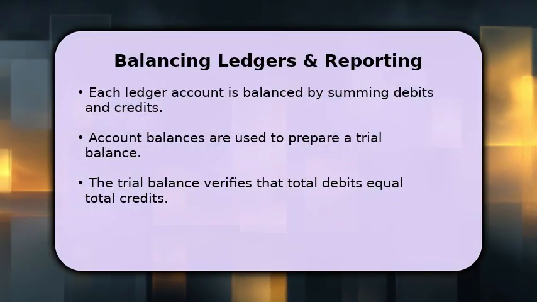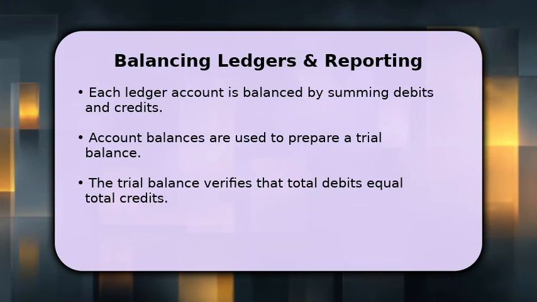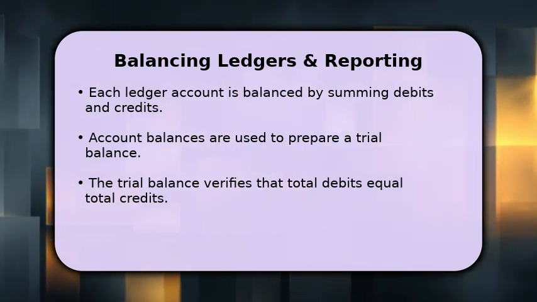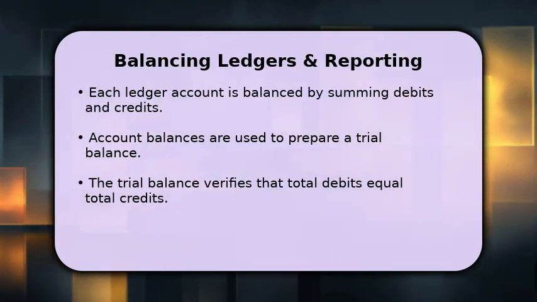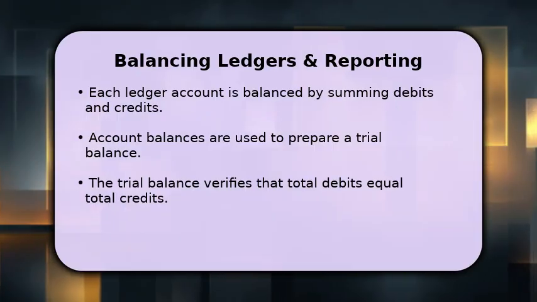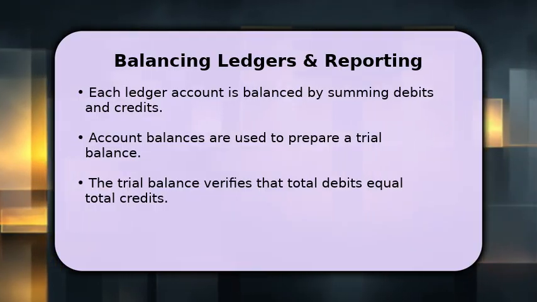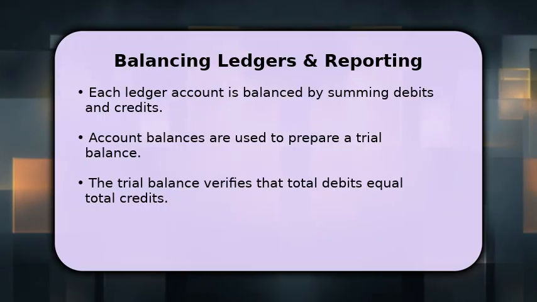Once all transactions are posted, each ledger account is balanced to determine its ending balance. You sum all debits and credits for an account, and the difference is the balance. These balances are then used to prepare a trial balance, which lists all accounts and their balances. The trial balance is a critical internal report, ensuring that total debits equal total credits, a foundational principle of double-entry accounting.